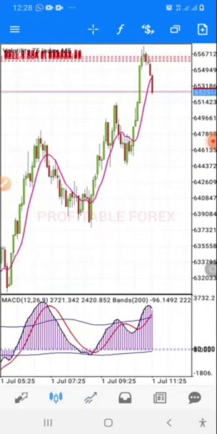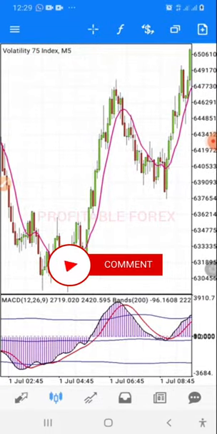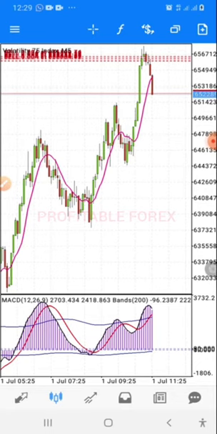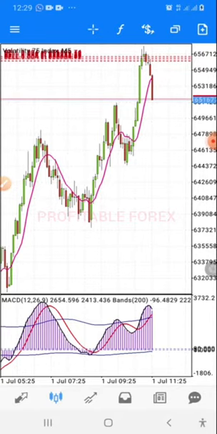We are on volatility 75. You can use it for any of the volatility indices, but currently I'm on volatility 75 because that's where we got a good signal to take a trade. Here on the chart we're using just some indicators and also some knowledge of candlestick patterns. Here I took about 5 trades or so. So what are the things I looked out for before taking a trade?